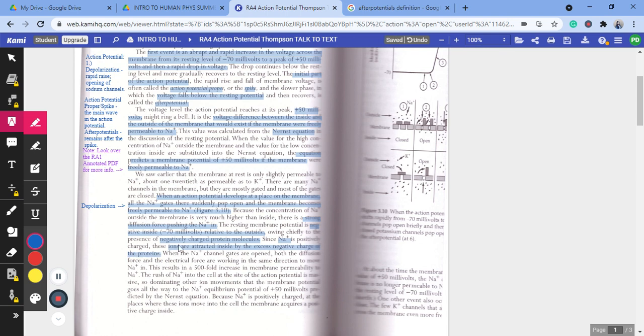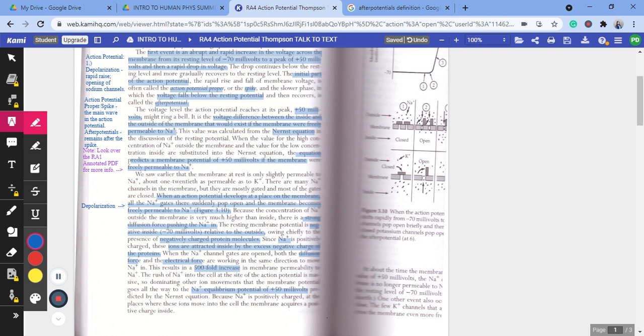When the sodium channel gates open, both the diffusion force and the electrical force are working in the same direction to move sodium ions in. This results in a 500-fold increase in the membrane permeability to sodium. The rush of sodium ions into the cell at the site of the action potential is massive, so dominating other ion movements that the membrane potential goes all the way to the Na equilibrium potential of positive 50 millivolts, predicted by the Nernst equation.